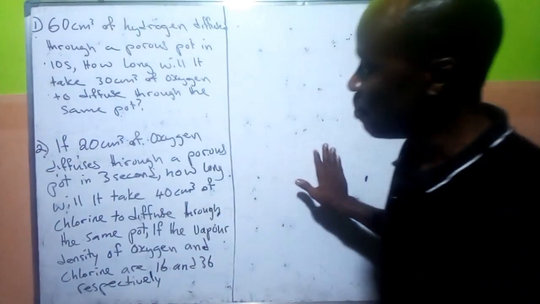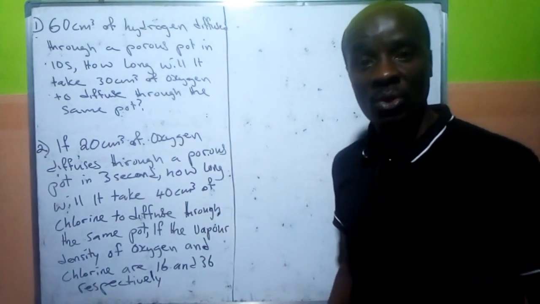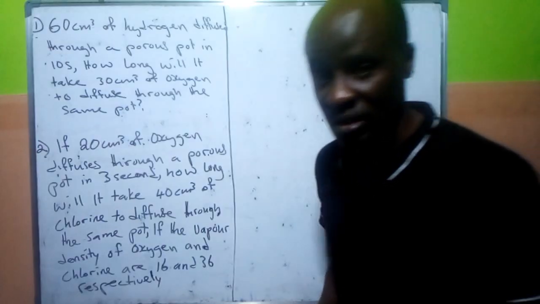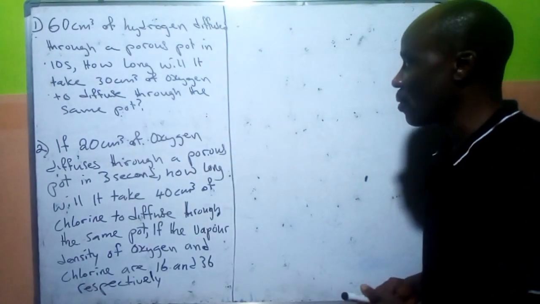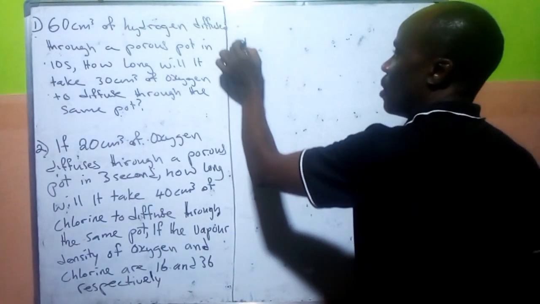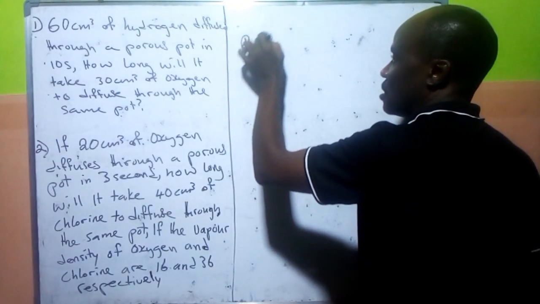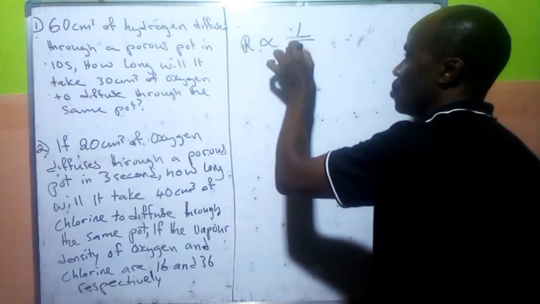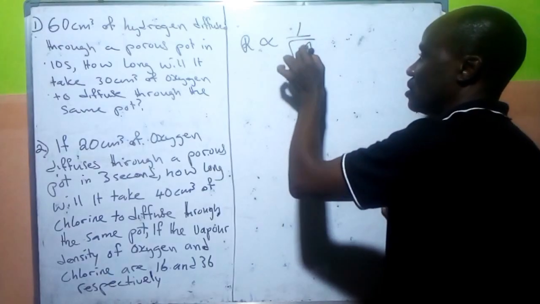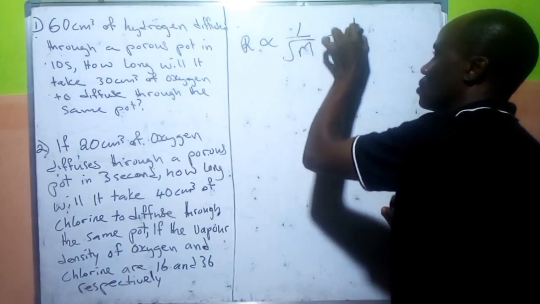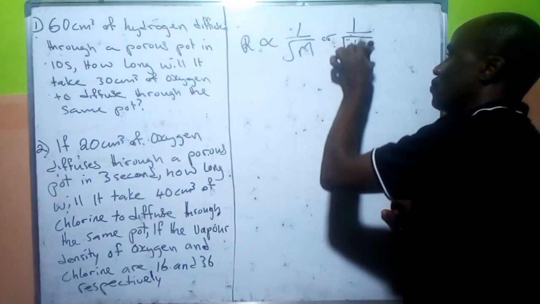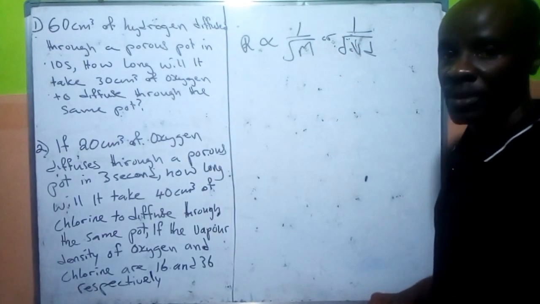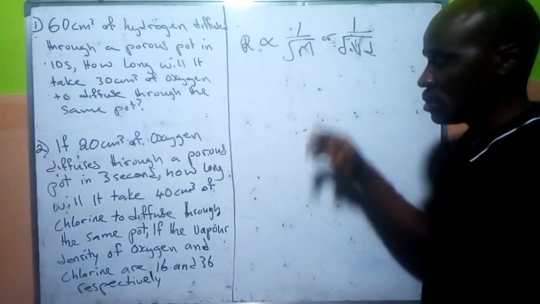So here, remember that Graham's law says that the rate of diffusion of gases is inversely proportional to the square root of their vapor density or molar mass. That is, rate is inversely proportional to the square root of the relative molecular mass, or inversely proportional to the square root of vapor density. Let me use VD to represent vapor density. So that is what it states.